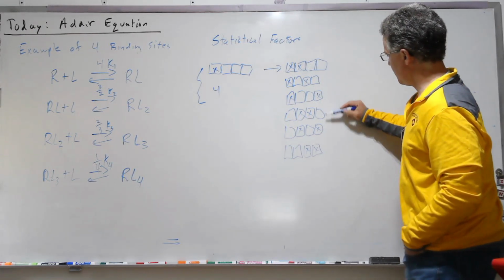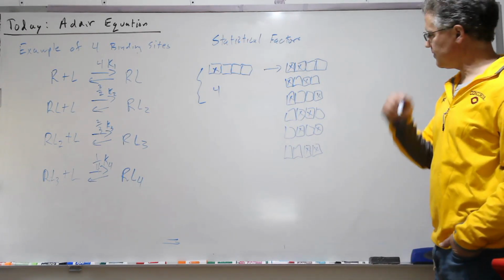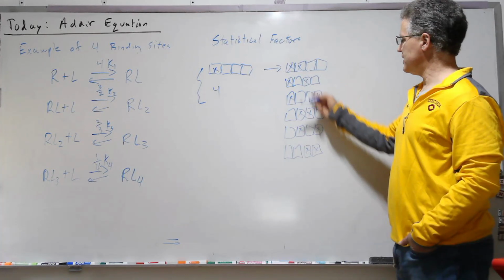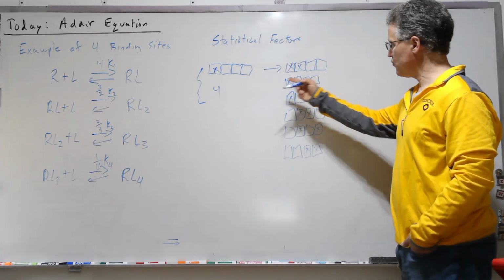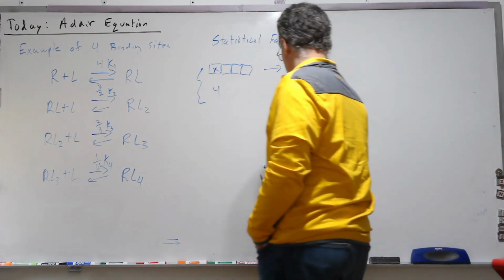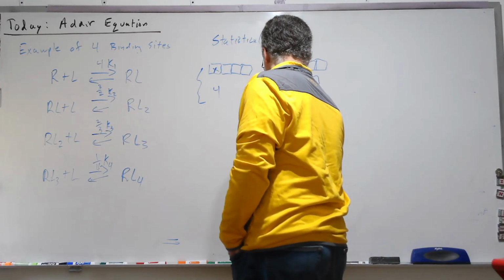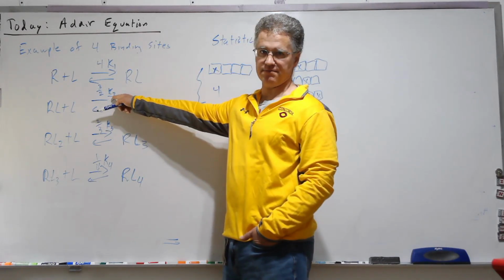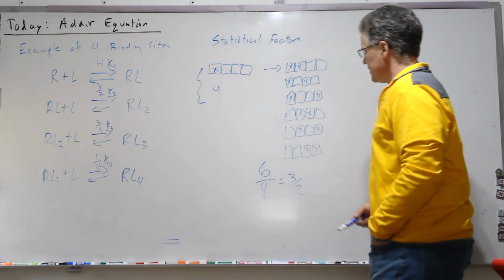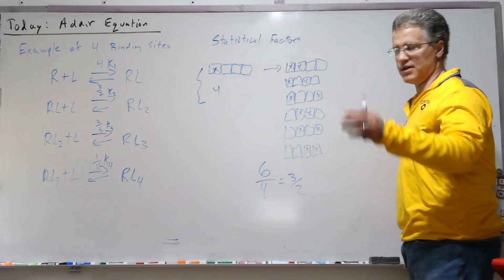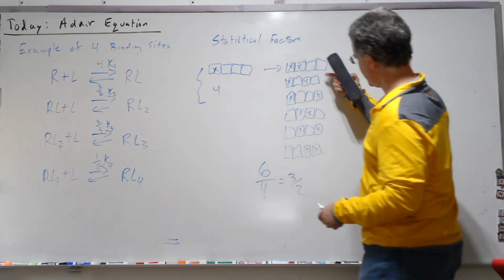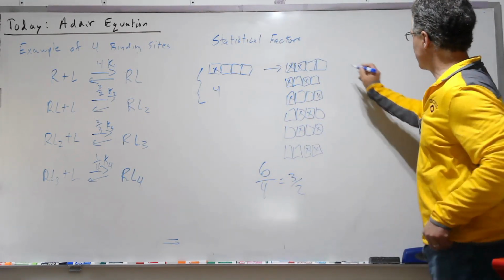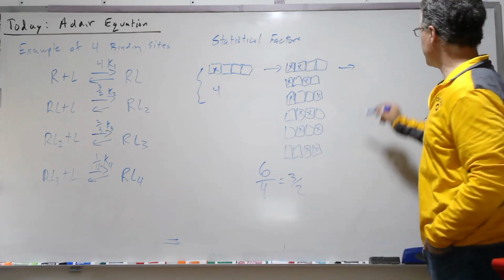One, 2, 3, 4, 5, 6 possibilities. And we're coming from 4, so we have a statistical factor of 6/4 or 3/2. And that's where this guy's coming from. All right, now to get our next one, now we're coming from this state. I'll just leave this here. And we're going to be going to a state with 3.